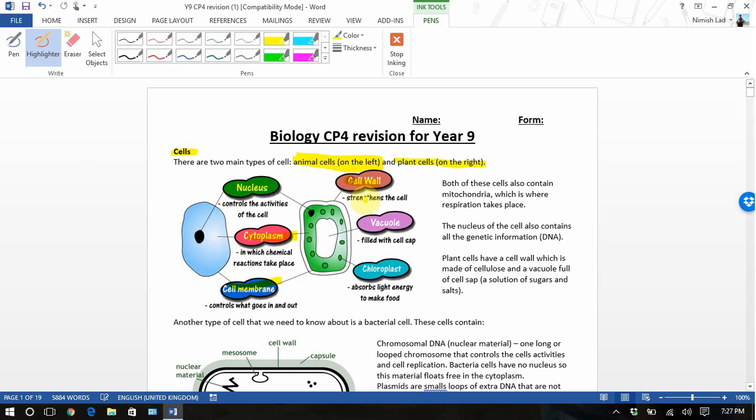The cell wall, just in a plant cell, strengthens the cell, and the vacuole is filled with cell sap to help the cell retain its shape. Again, that's only in a plant cell. Chloroplasts, they absorb light energy to make food, and chloroplasts are only present in plant cells. Remember, the nucleus also contains genetic information, so that's the DNA, and plant cells have a cell wall which is made of cellulose and a vacuole full of cell sap, which is a solution of sugars and salt.